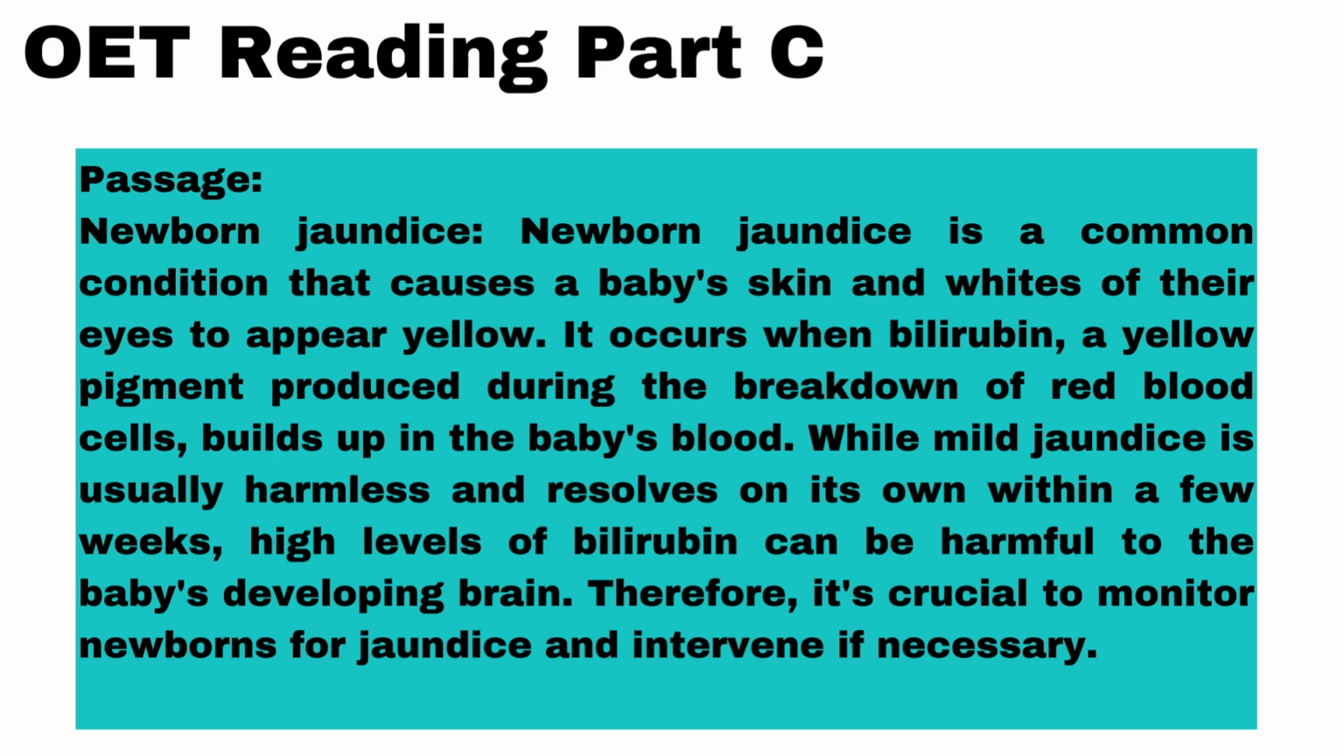Newborn jaundice is a common condition that causes a baby's skin and whites of their eyes to appear yellow. It occurs when bilirubin, a yellow pigment produced during the breakdown of red blood cells, builds up in the baby's blood. While mild jaundice is usually harmless and resolves on its own within a few weeks, high levels of bilirubin can be harmful to the baby's developing brain. Therefore, it's crucial to monitor newborns for jaundice and intervene if necessary.